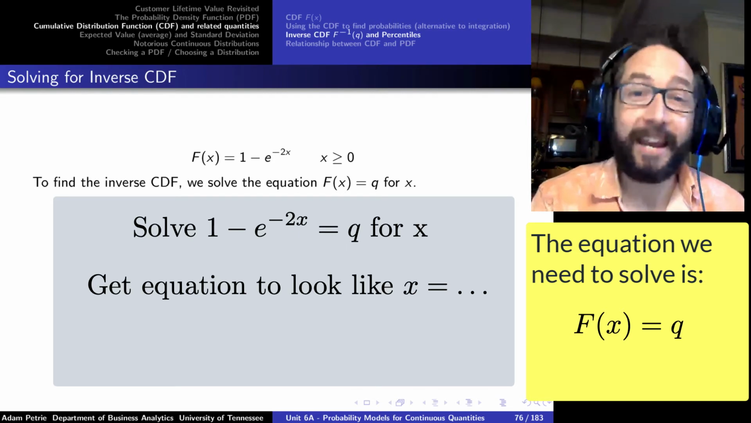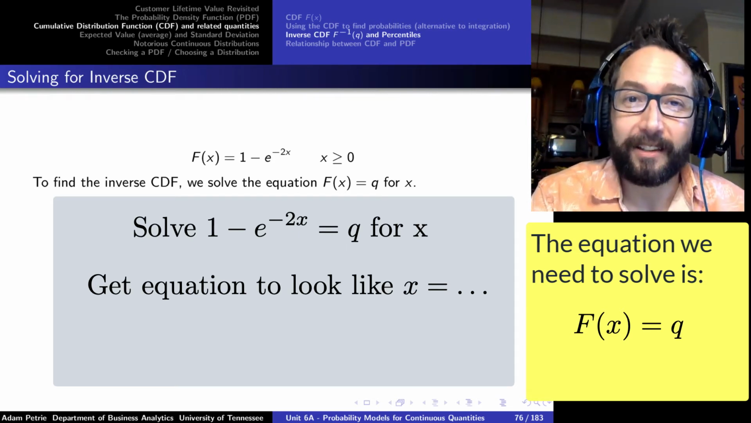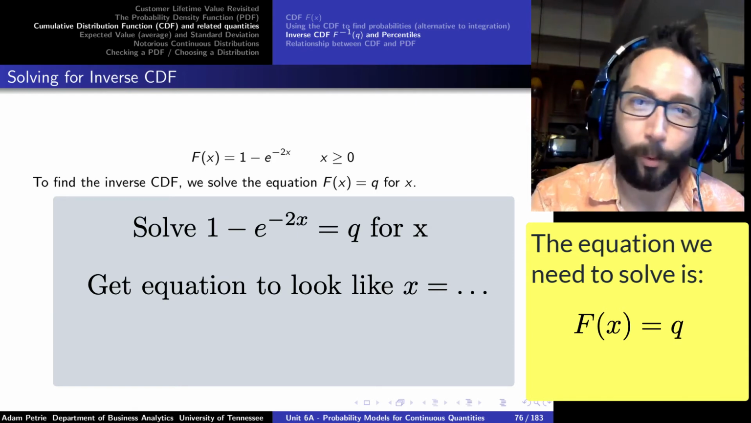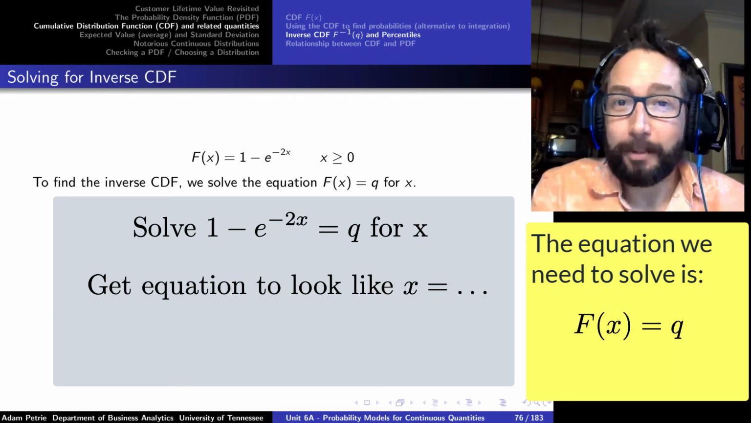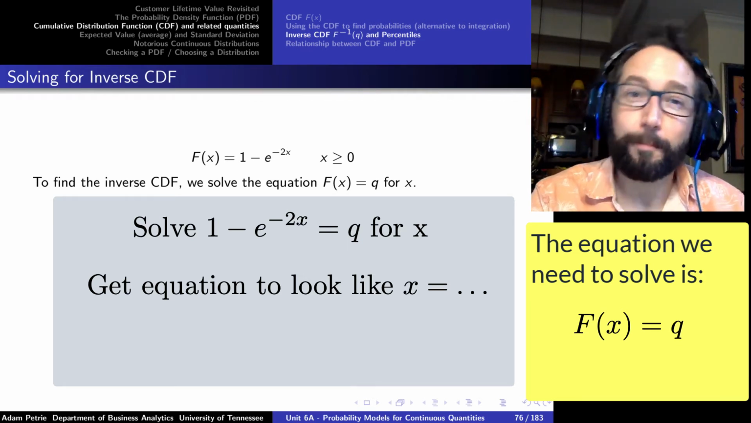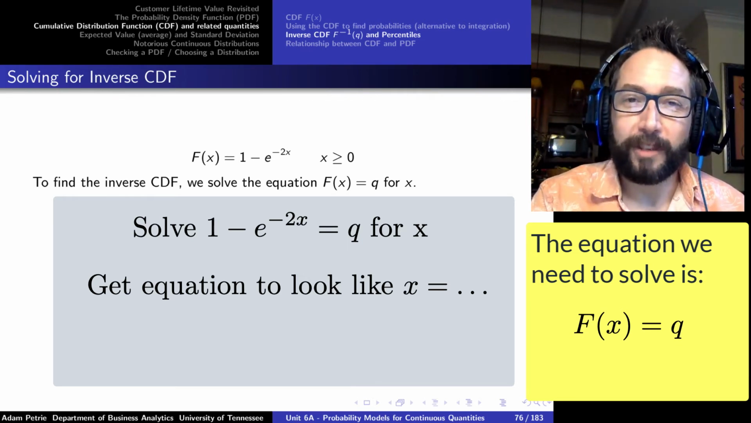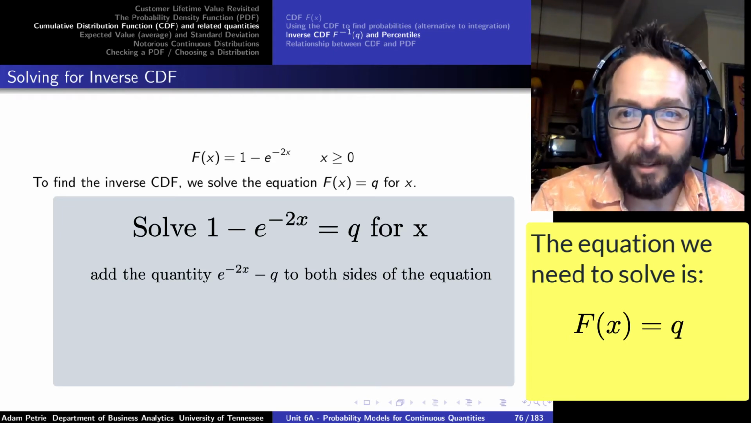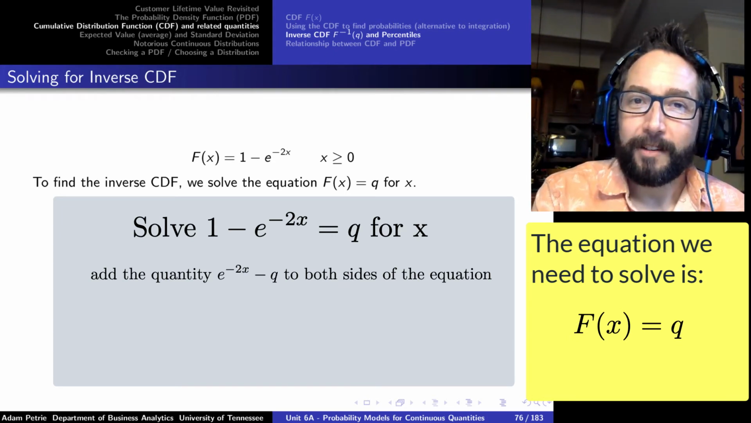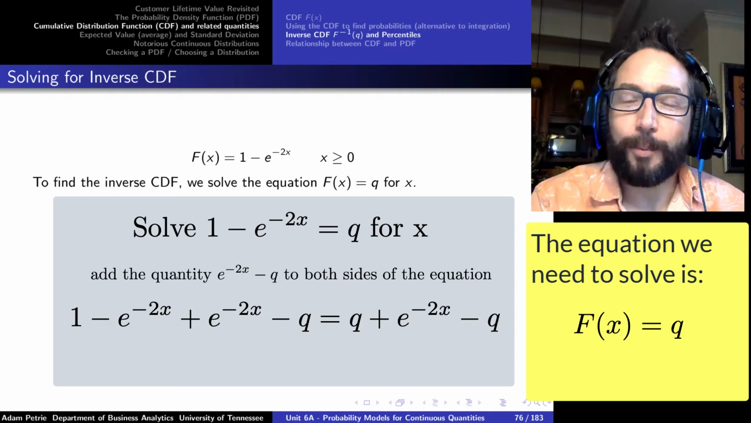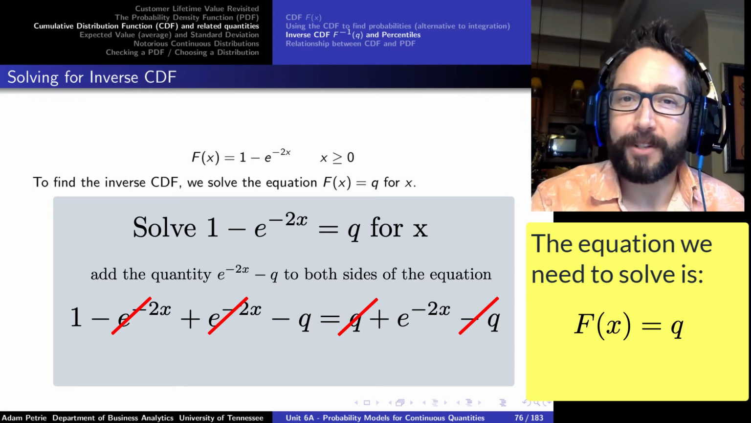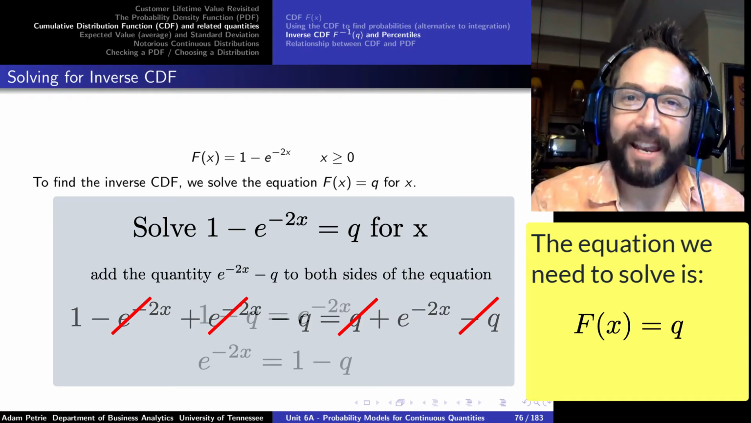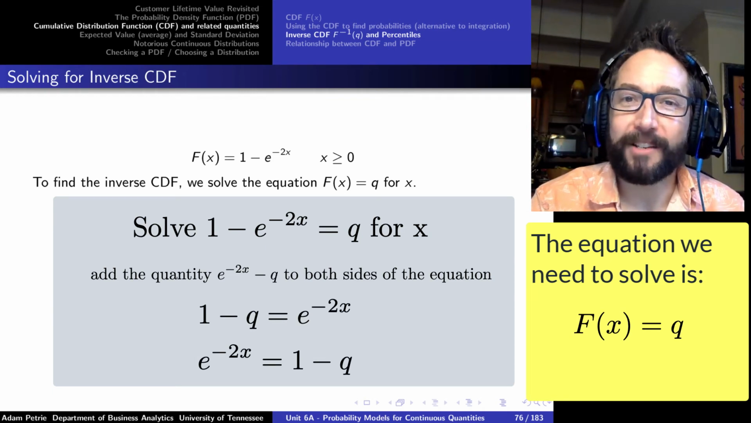So if we're going to do this by hand, well, we just have to isolate this equation so that it reads x equals something, something, something. So we get there by just applying the same mathematical operation to both sides of the equation, the left side and the right-hand side, until we achieve our goal. So in this case, what we could do is we can add e to the minus 2x to both sides of the equation, and we can subtract q from both sides of the equation as well. That gives me e to the minus 2x equals 1 minus q.